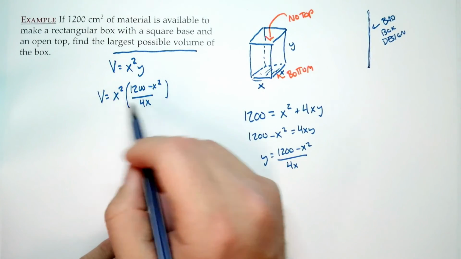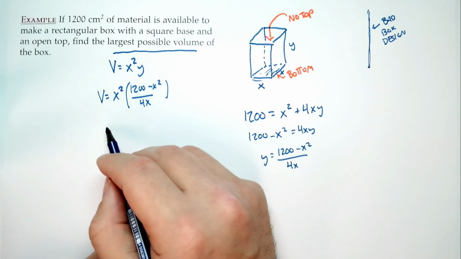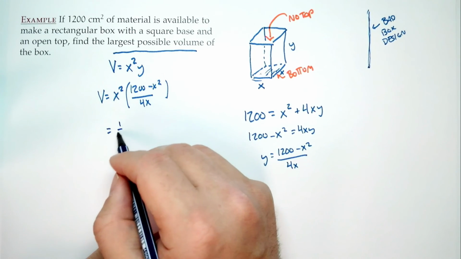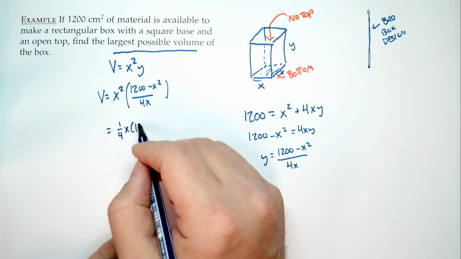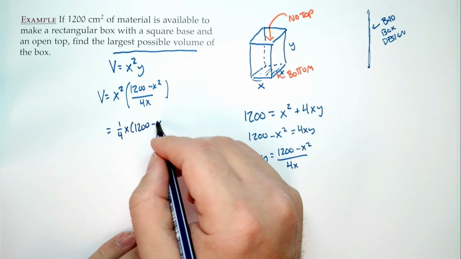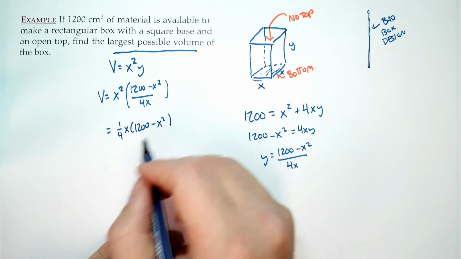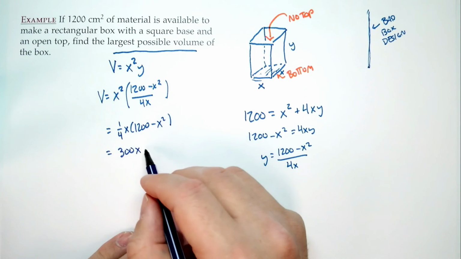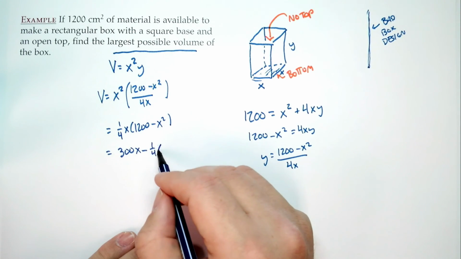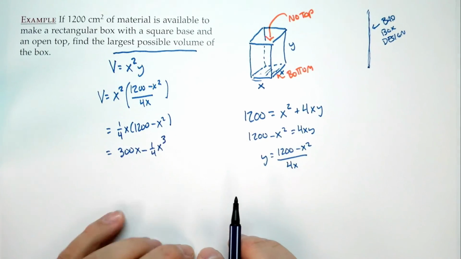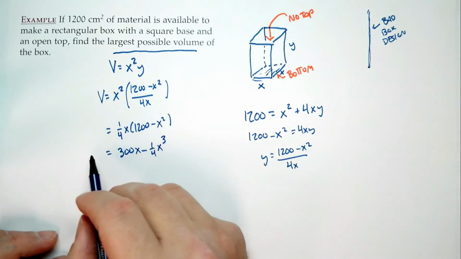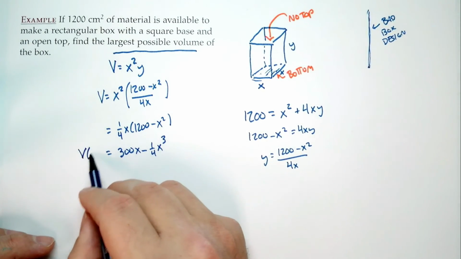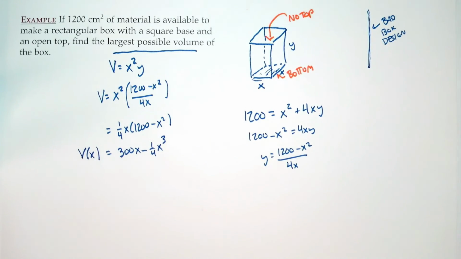So I can divide through, and so we really have here 1/4 x times 1200 minus x squared. Multiply it through all the way. We'll get 300x minus 1/4 x cubed. So there's our volume. And I want to emphasize that this is a function of one variable, so I'll say volume as a function of x. You give me an x, that's how much volume we can produce.